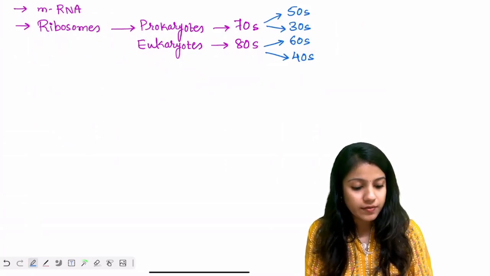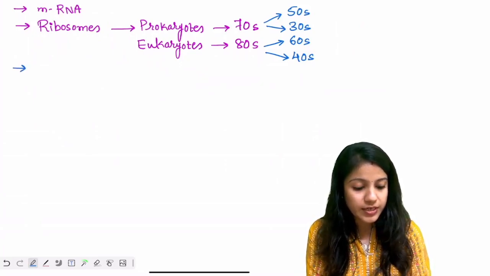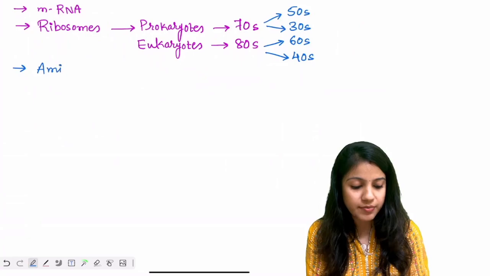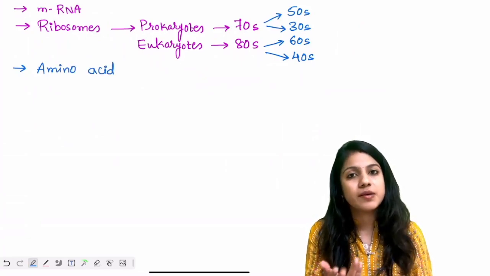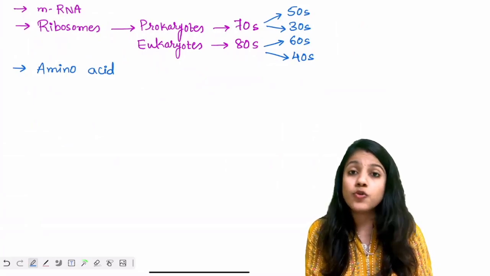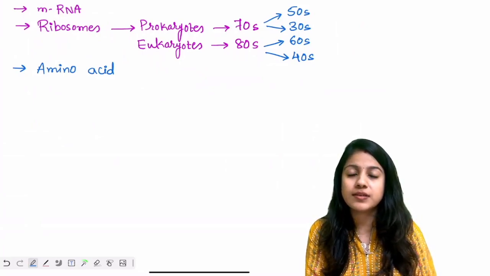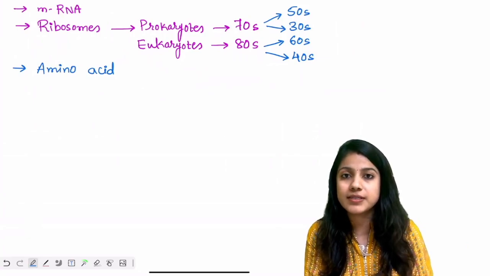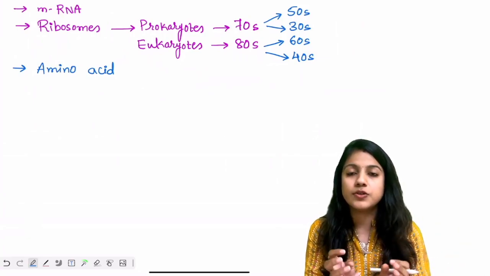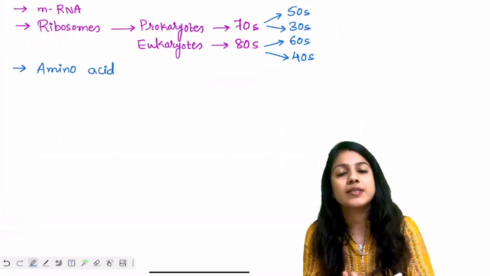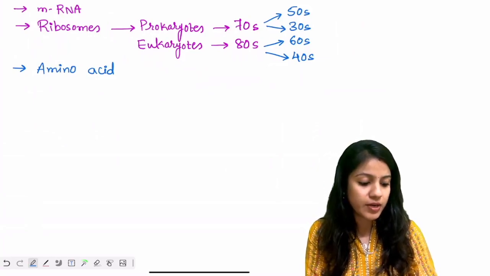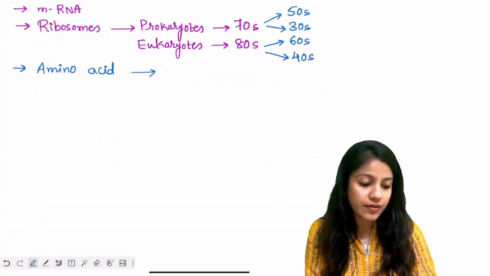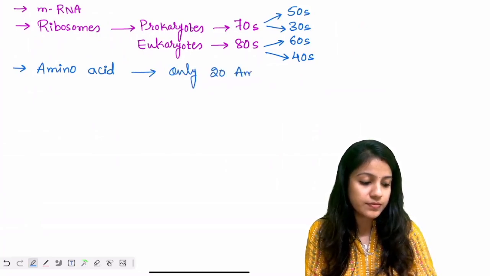So mRNA, ribosome, and we need amino acids. Important thing, we need amino acids because proteins are made up of nothing but what? Amino acids. So who will carry these amino acids? Amino acids are not going to come by itself. Someone should be there to guide them. Now, which amino acid will come? Because how many amino acids we have? We have only 20 amino acids.